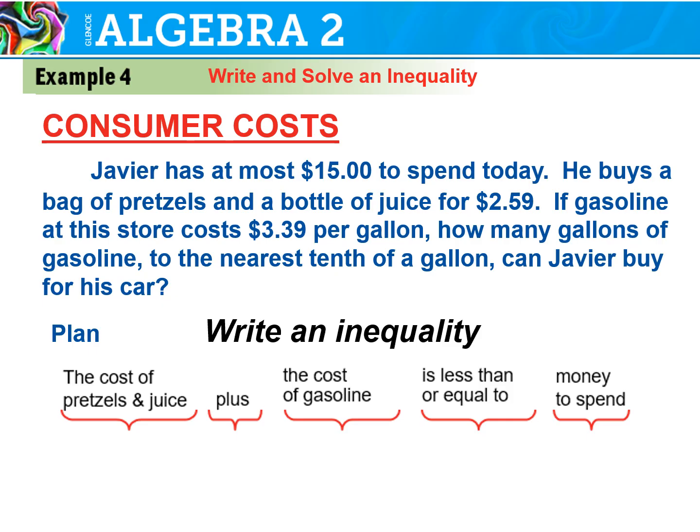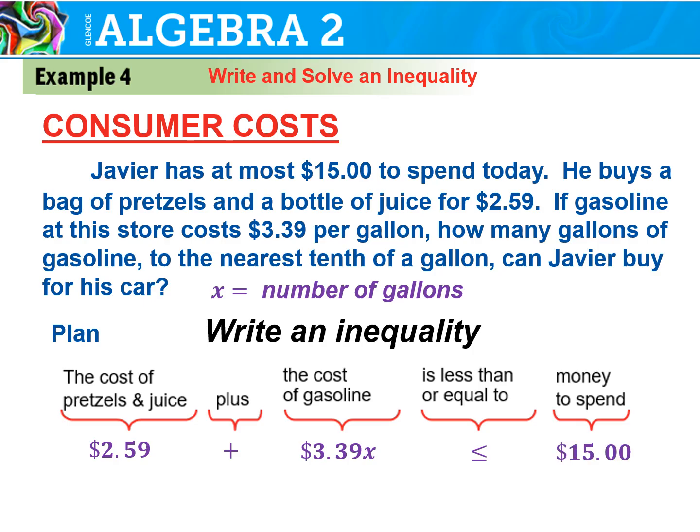Here's our plan. We're going to write an inequality. Let's first of all set up our variable. X is going to be the number of gallons of gas that he buys. First part, the cost of the pretzels and juice was $2.59 plus the cost of the gasoline was $3.39 for every gallon. So it's $3.39 times X is less than or equal to, because he's going to spend at most $15. And then we have our $15.